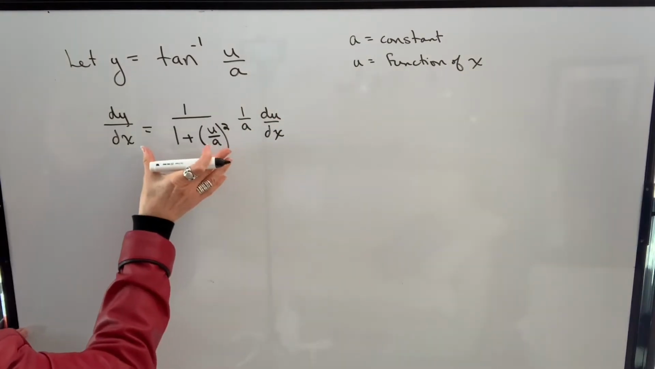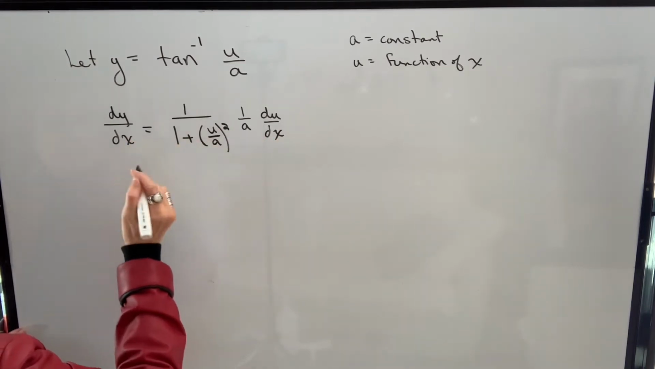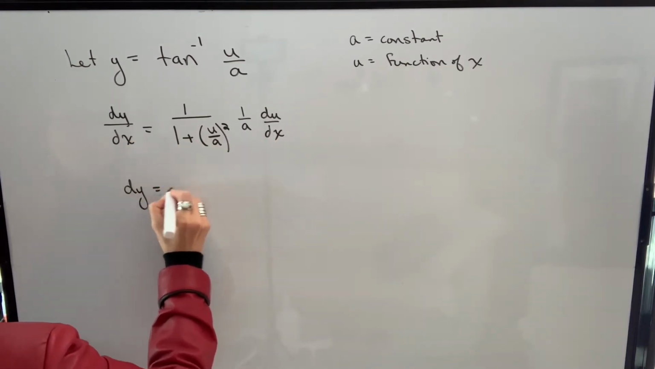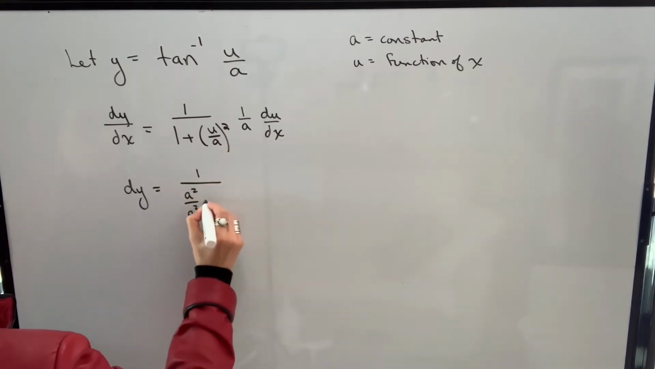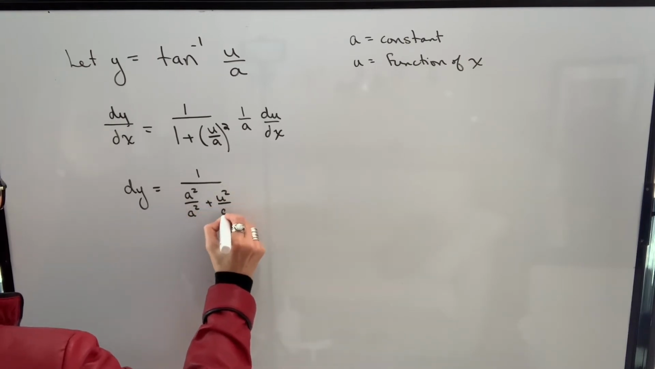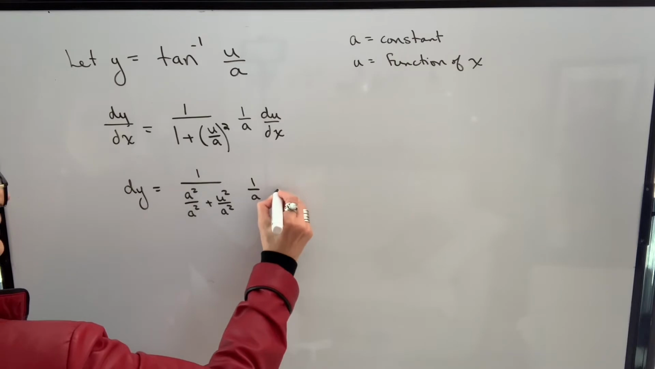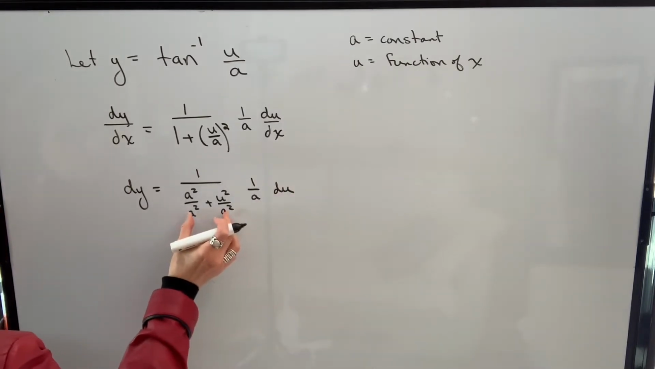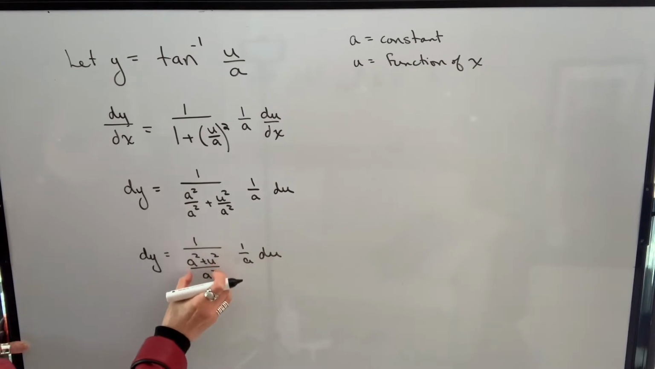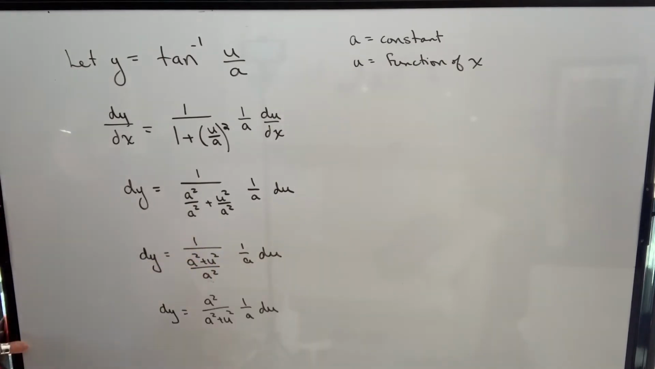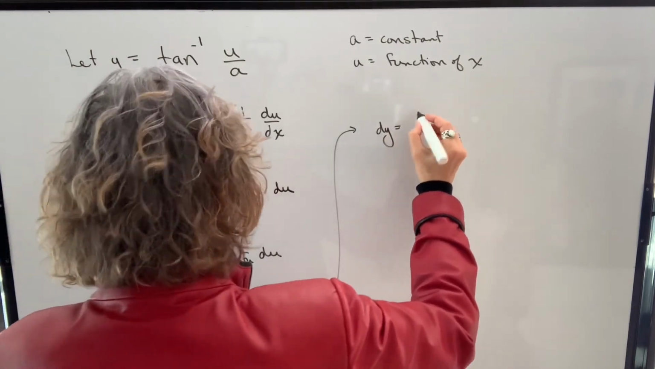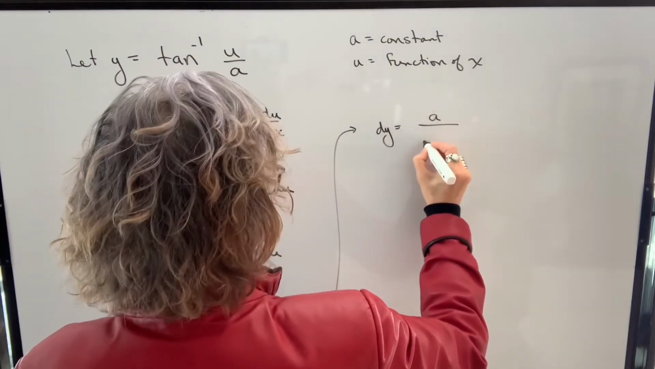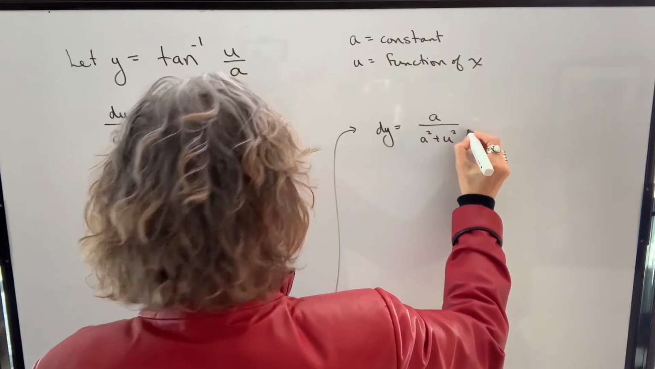We're going to simplify this, I'm also going to multiply both sides by dx. So I'm going to have dy equal to 1 over, we need a common denominator to combine these terms. So 1 is equal to a squared over a squared plus u squared over a squared times 1 over a times du. I have a common denominator, so I can combine those. 1 over this, now I can take the reciprocal, and one of the a's will cancel. So I'll have dy equal to a over a squared plus u squared du.